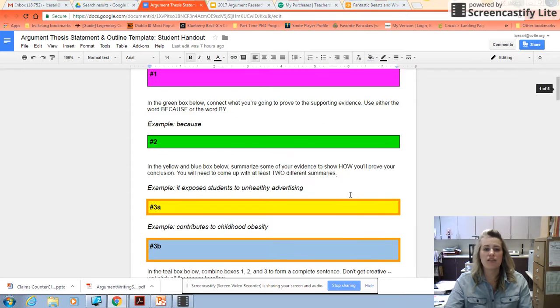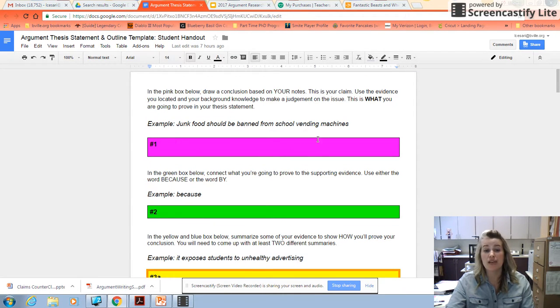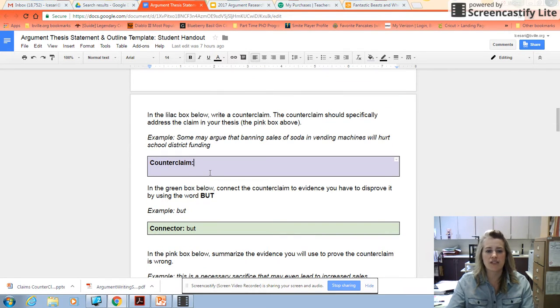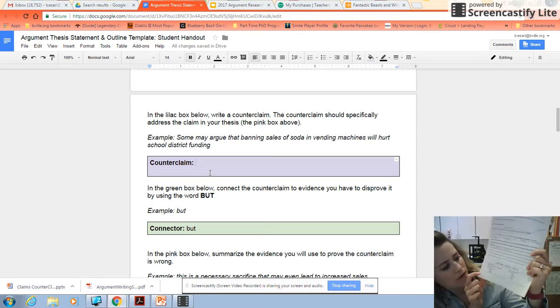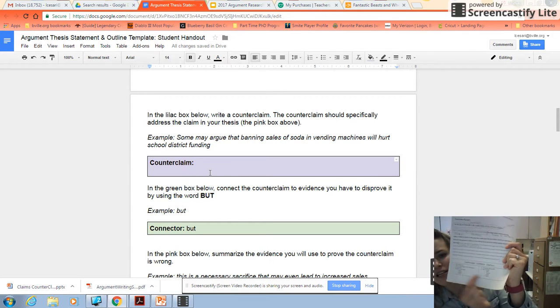So the first thing I want you to do is go up and read your claim. Okay? That's the pink box. Now I want you to come down here and write a counterclaim. This is just the first part. And I want you to tell me what other people might think. Okay? If somebody were to disagree with your claim, what point would they disagree on? If you need sentence starters, on the bottom of your handout, there's a bunch of different sentence starters.